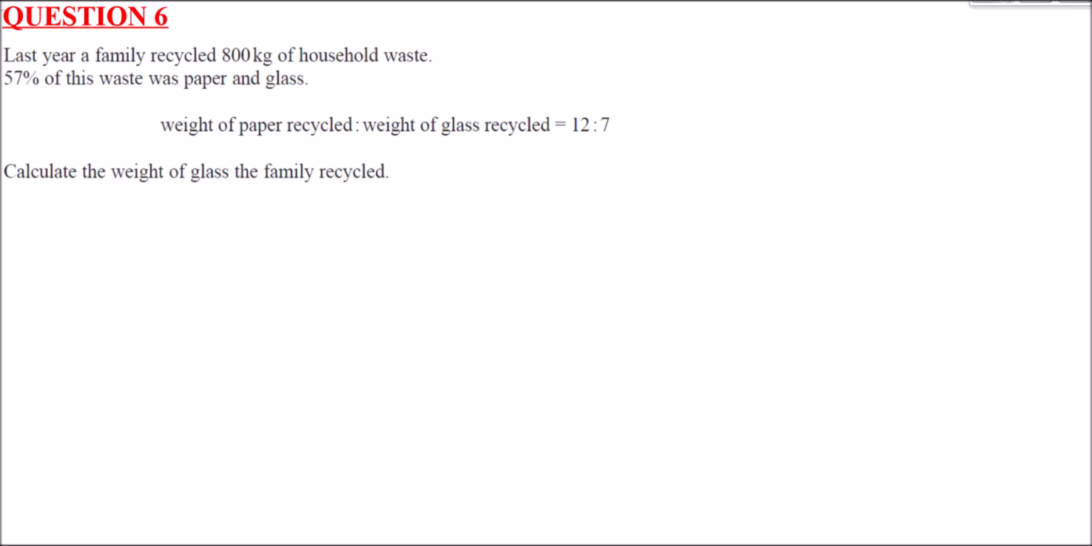Question 6. Last year a family recycled 800 kilograms of household waste, and 50% of this waste was paper and glass. We're also told the weight of paper recycled to the weight of glass recycled is in the ratio 12:7. Calculate the weight of glass the family recycled. So they recycled in total 800 kilograms of household waste, and 50% of that 800 kilograms was paper and glass.